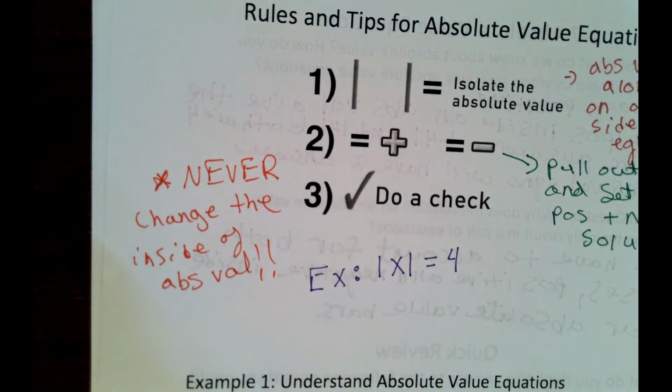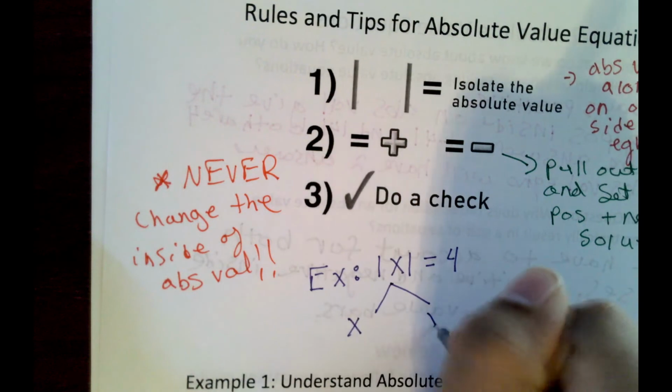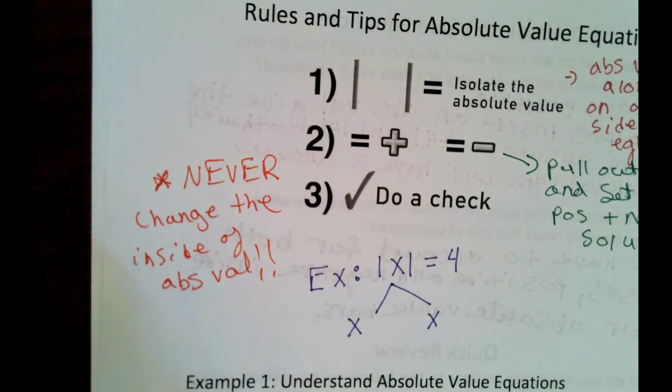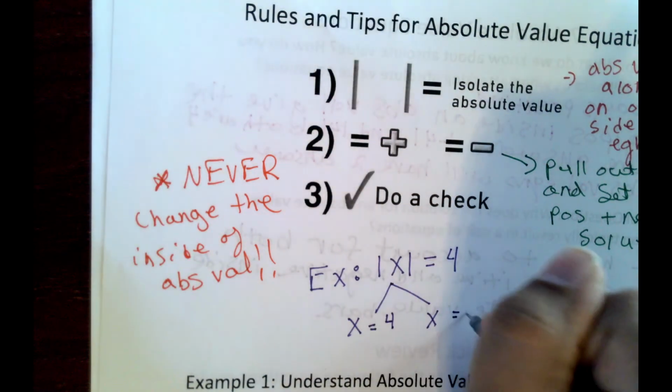Step 2, you pulled out your answer, x and x. You knew there were going to be two different answers. And step 3, you set your solution equal to the positive and the negative of the solution.